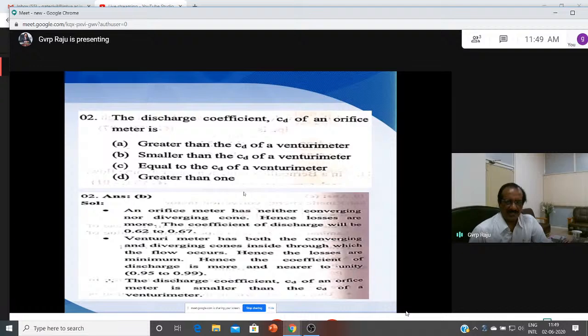The discharge coefficient CD of an orifice meter is smaller than the CD of a venturi meter. Equal to CD is not correct, greater than 1 is not correct, greater than CD is not correct. So the answer is B here, smaller than the CD of a venturi meter.